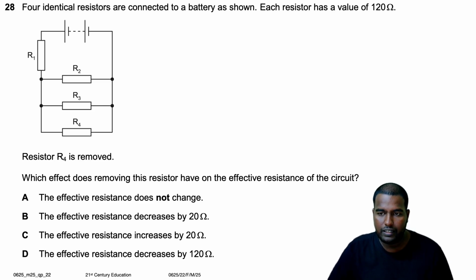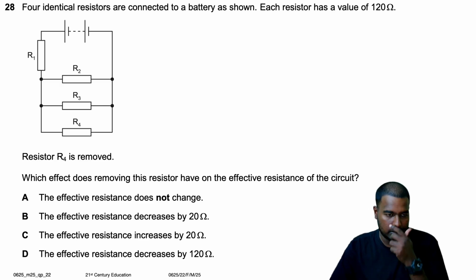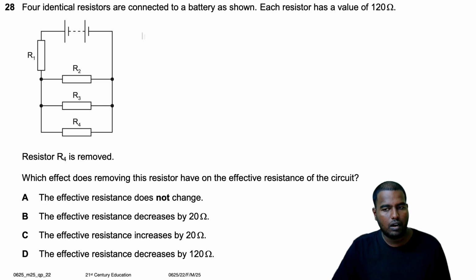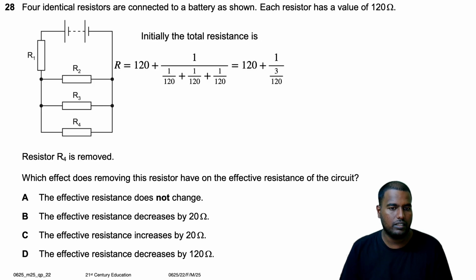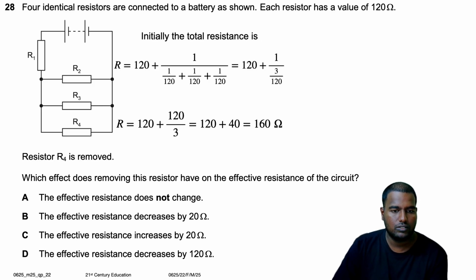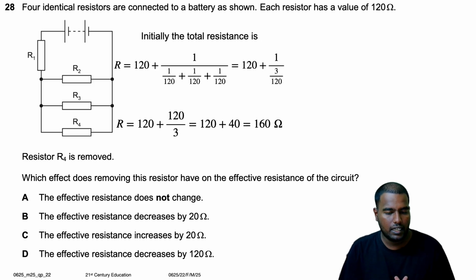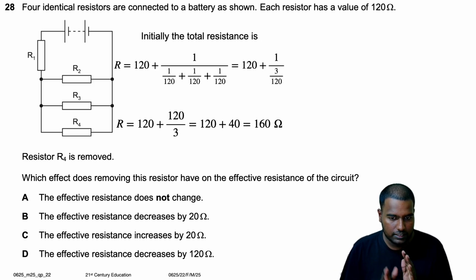Okay, first we'll find the effective resistance of the circuit. Initially, R1 is in series and R2, R3, R4, all of them are in parallel. Each is 120, right? So 120 plus 1 divided by 1/120 plus 1/120 plus 1/120. So this will be 120 plus 120 by 3, which will be 120 plus 40. So 160 ohm. Initial total resistance is 160 ohm.